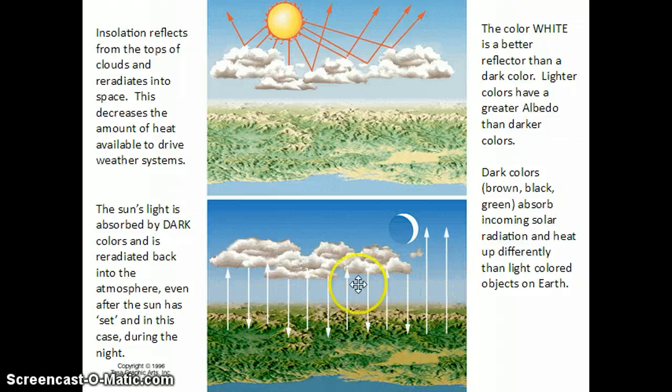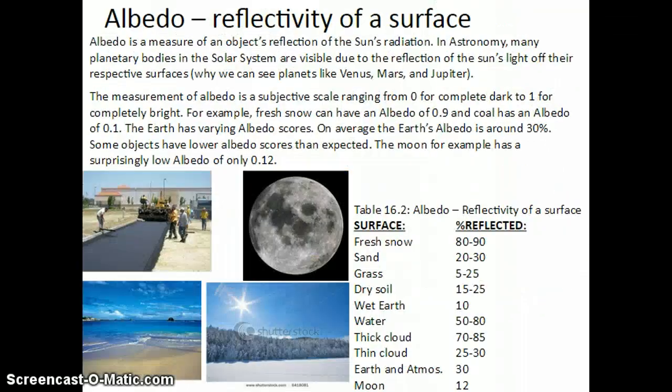So at night, the land is giving off this heat, and the heat it's giving off is considered infrared or long wave radiation. But now we can start looking at light and dark. White is a better reflector than dark. Lighter colors have a greater albedo, and we'll make sense of this term again. Lighter colors have a greater albedo than darker colors. Dark colors, brown, black, green, they absorb insolation and heat up differently than light-colored objects. So albedo here is a measure of an object's ability to reflect sunlight.